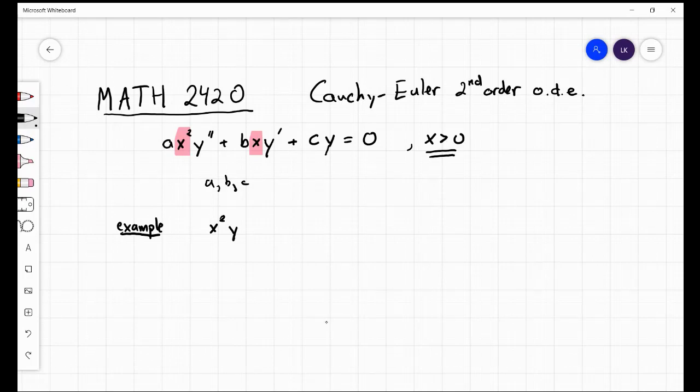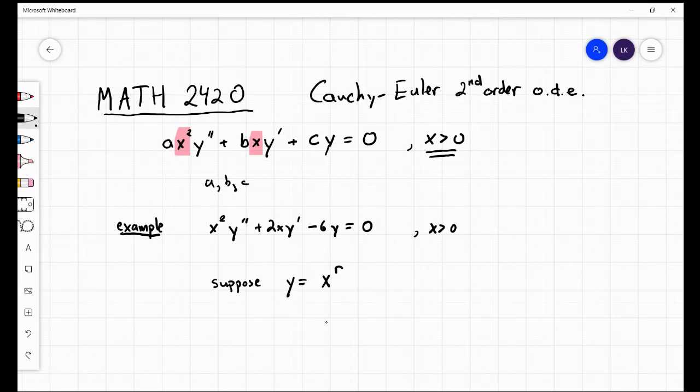x squared y double prime plus 2x y prime minus 6 times y. And we're looking at the homogeneous equation; we're just looking for a fundamental solution set. Suppose somebody said, let's suppose that we could find a solution in the form where y is equal to x to a power r. We don't know what that power is. Will this assumption for a solution work? And if so, then what would r be?